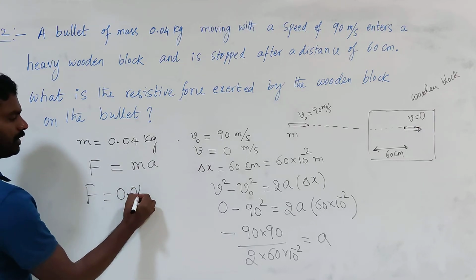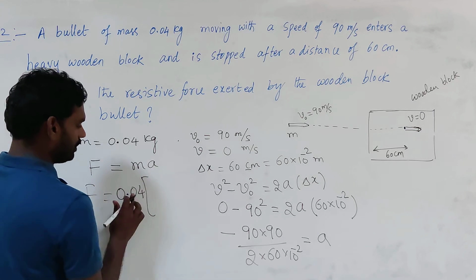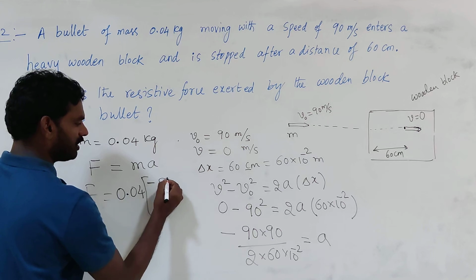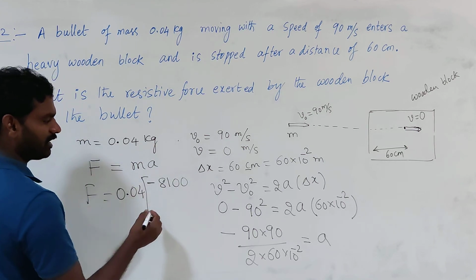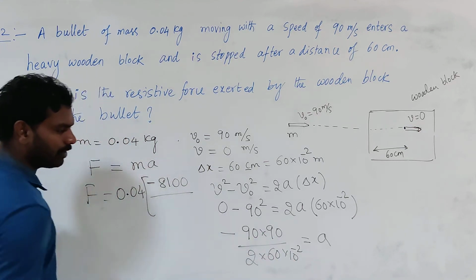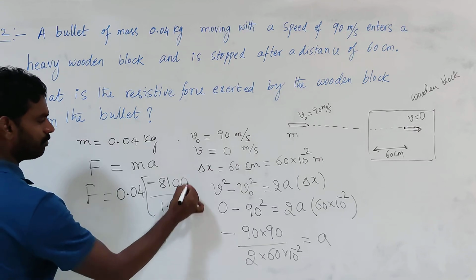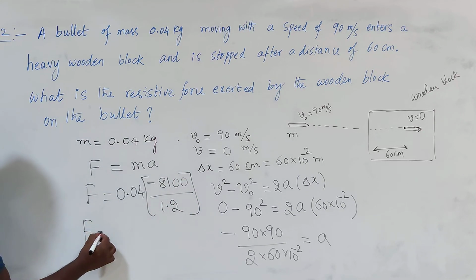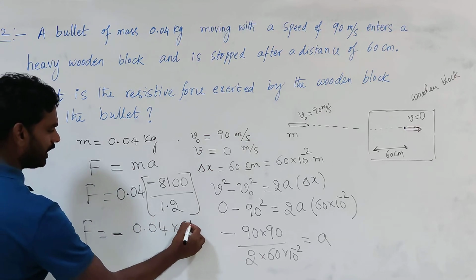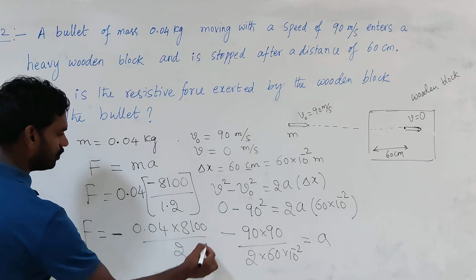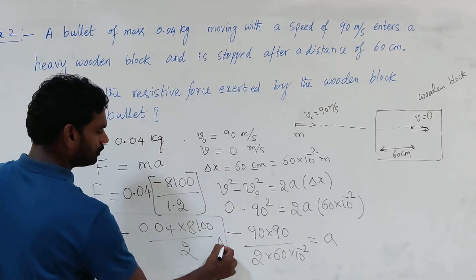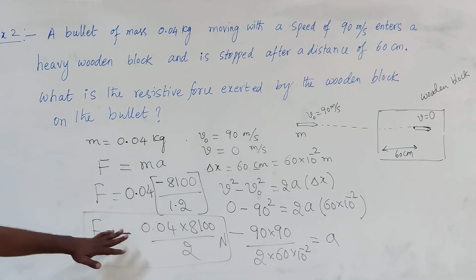Mass equals 0.04 and the acceleration is minus 90 into 90, which is 8100, divided by 2 into 60 into 10 to the power of minus 2, which is 1.2. So the force F equals minus 0.04 into 8100 divided by 1.2 newtons. In this way we can get the answer.